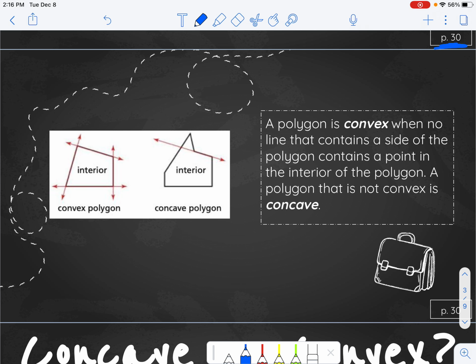Now, kind of another defining term of these polygons. So we have 2 of them, convex and concave. A polygon is convex when no line that contains a side of the polygon contains a point in the interior of the polygon. So you can see this polygon over here.